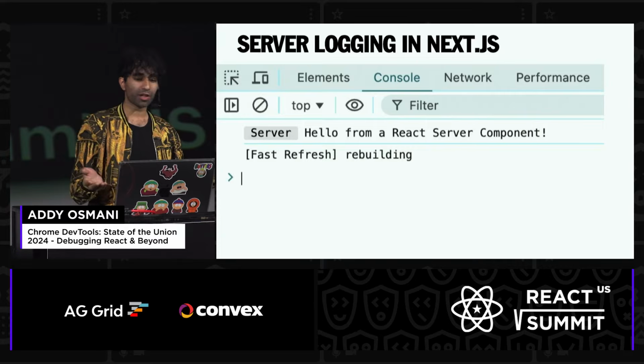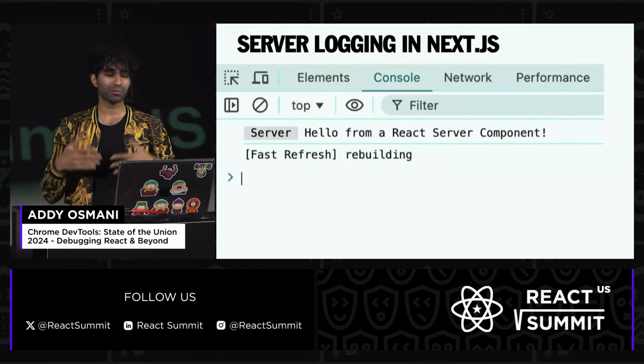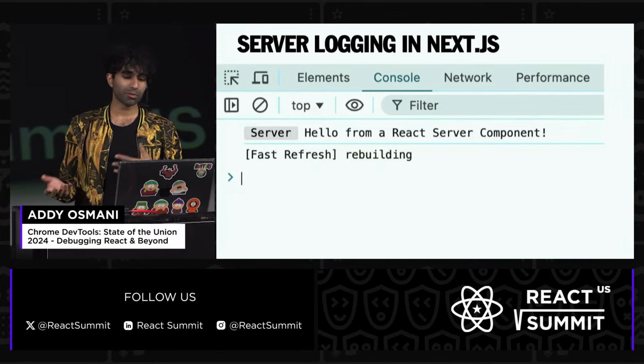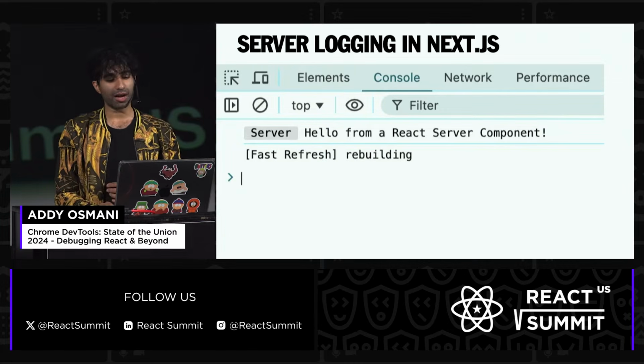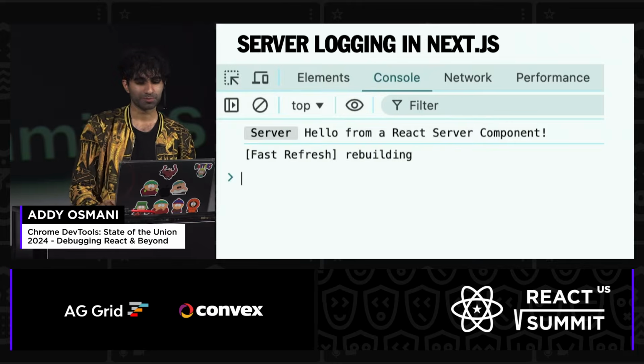If you're a Next.js developer, you're also able to now get server logging. So console log works the same way as it would in the browser, but with a server tag. And that just means that you're able to view server-side logs directly inside the browser console, so you can debug those server component experiences just a little bit more.